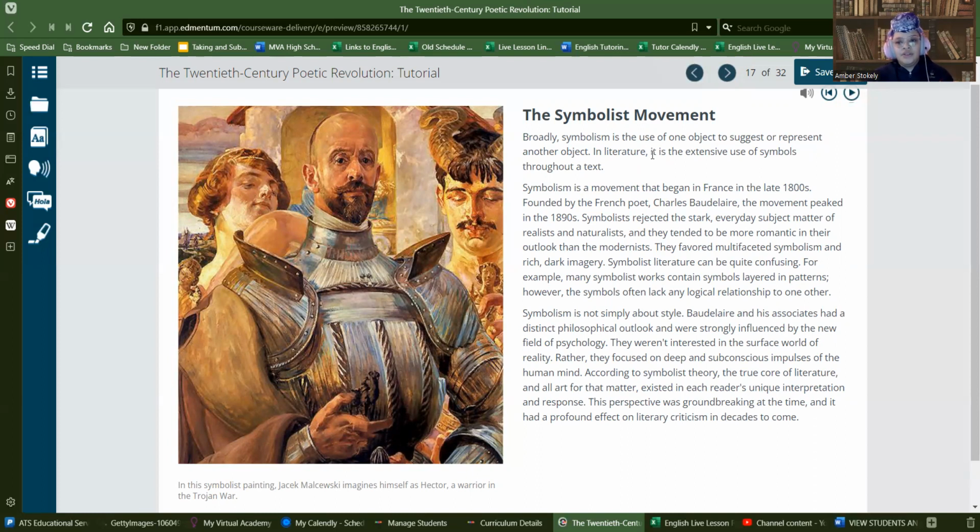And it says here, I wanted to acknowledge this because you guys aren't the only ones. Symbolist literature can be confusing. So for example, many symbolist works contain symbols layered in patterns. However, the symbols usually don't have any logical relationship to one another. So what they're basically saying here is they understand that it's a difficult topic and that when you have one thing representing another thing, it's kind of difficult to understand unless you pick it apart.